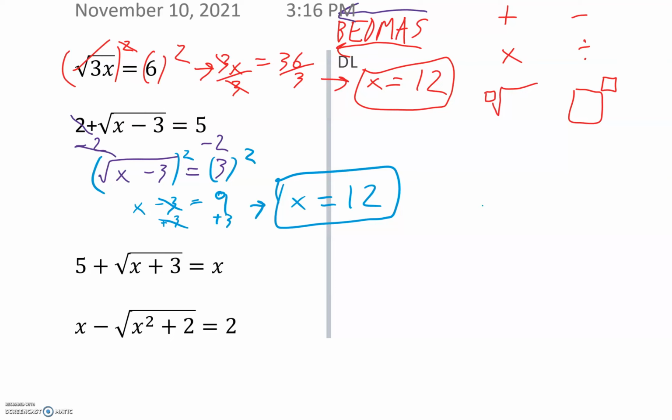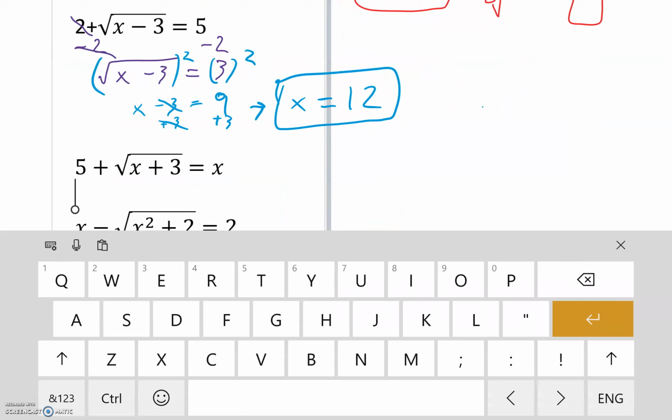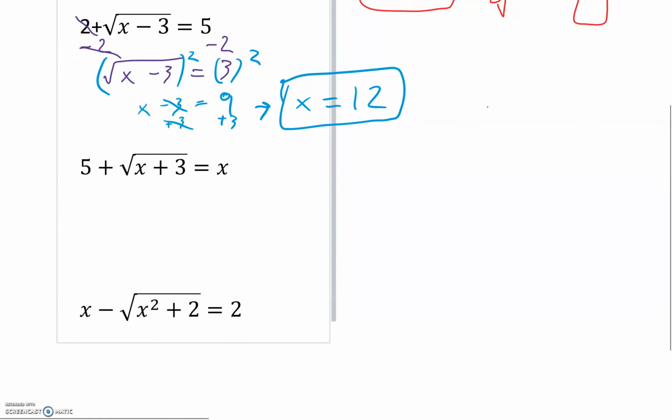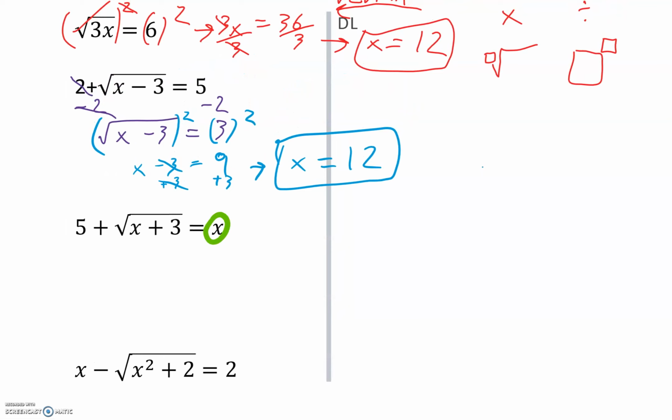Okay, let's try the next one out here. Basically the same process. Again, pause the video if you, at this point, feel like you know what to do. Try out the questions, and see if you get them right. At this point, the only thing different here is that we have an x here. That will affect it, but let's start with subtracting 5 on both sides. So that cancels here. So we're left with square root of x plus 3 equals x minus 5.